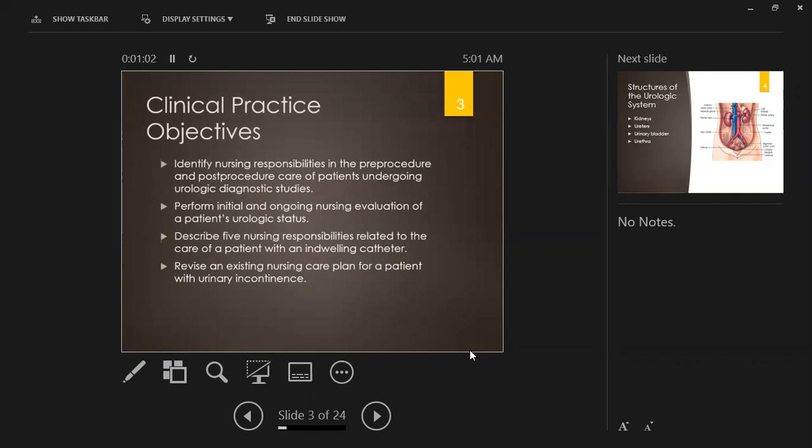Describe 5 nursing responsibilities related to the care of a patient with an indwelling catheter. Revise an existing nursing care plan for a patient with urinary incontinence.